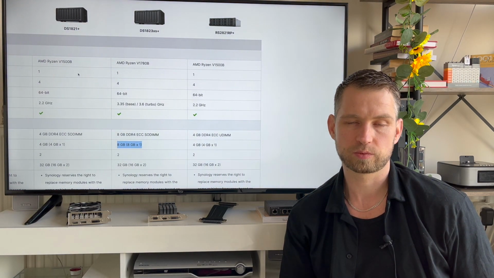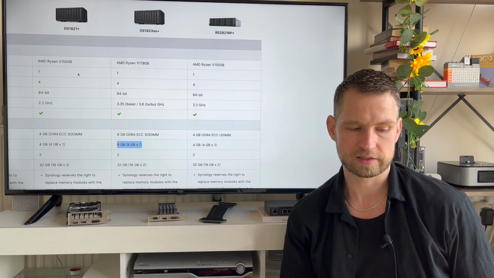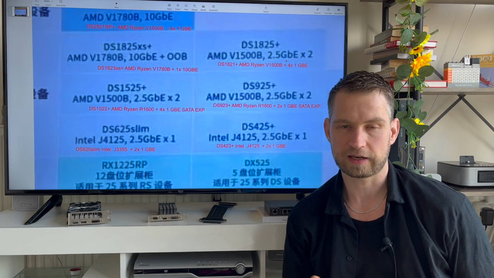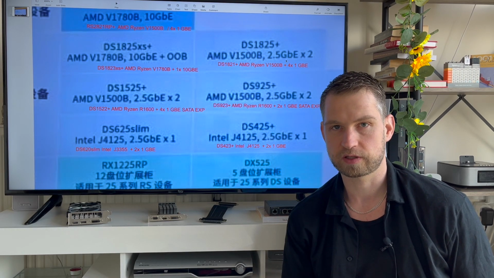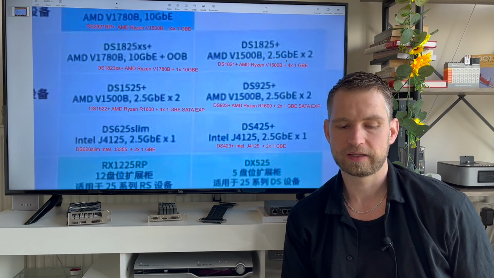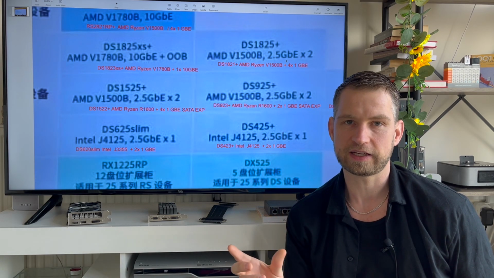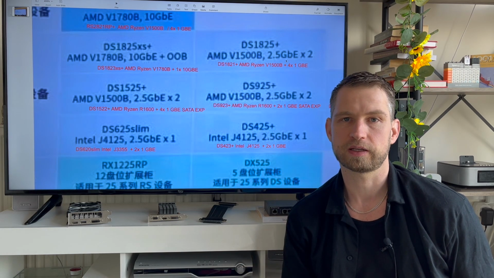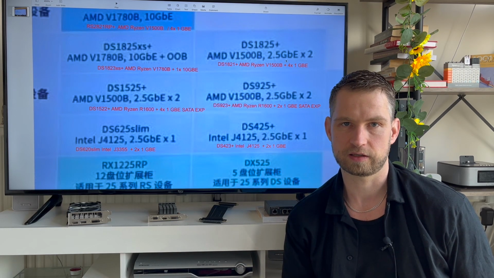And then there's the 1821+, which is also replaced now. It used to have an AMD V1500B CPU. They kept the CPU, but they added two 2.5 gig LAN ports, which is good news for those that need more LAN speed. But people that own an 8 bay are complaining because with 8 drives, 2.5 gig ports, even if you have two of them, is a bottleneck. You need a 10 gigabit connection.